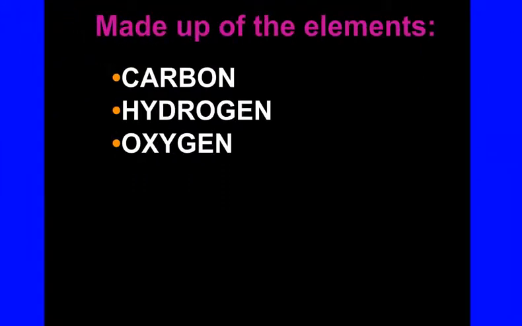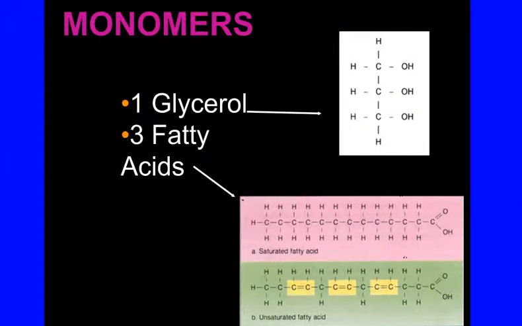We're going to start with lipids, and they are made up of the elements carbon, hydrogen, and oxygen, similar to our carbohydrate molecules. The monomers, or the special building blocks for lipids, are called glycerol. There's one glycerol molecule. This is what glycerol looks like. It's a single 3-carbon chain. And then 3 fatty acid molecules. Fatty acid molecules are really long chains of carbon molecules. They look something kind of like this green and pink picture down here. They're just really long carbon chains.